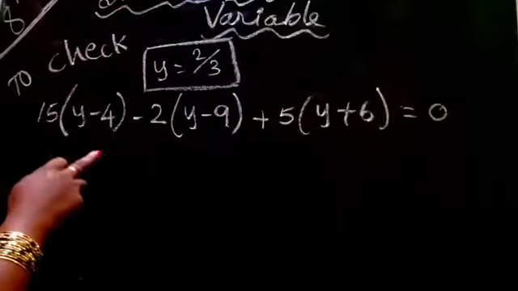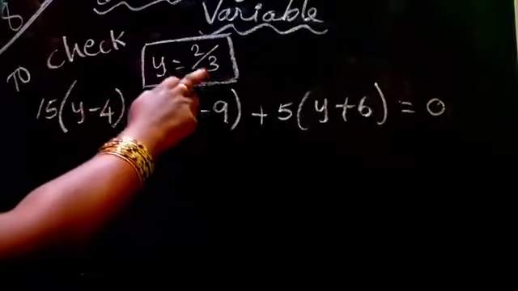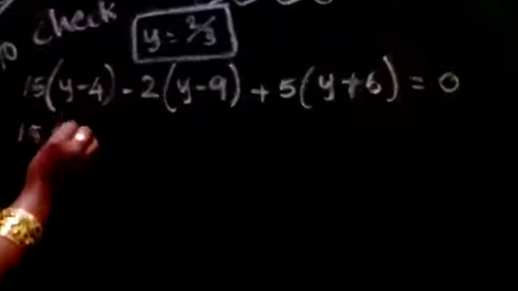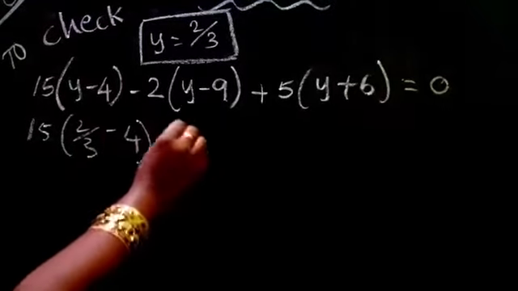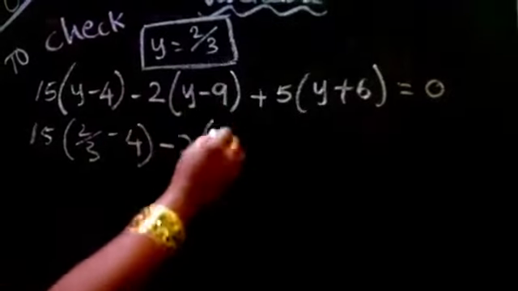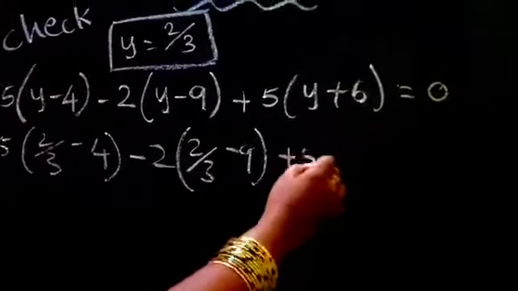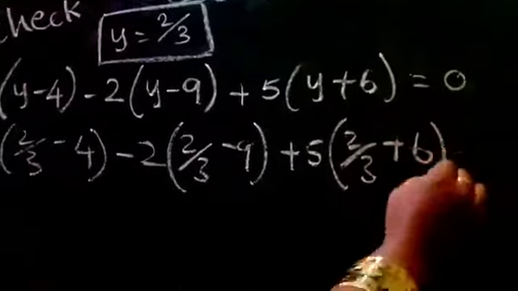To check this equation, we have to substitute y equal to 2 divided by 3. So we have here 15 into (2 by 3 minus 4), minus 2 into (2 by 3 minus 9), plus 5 into (2 by 3 plus 6), equal to 0.